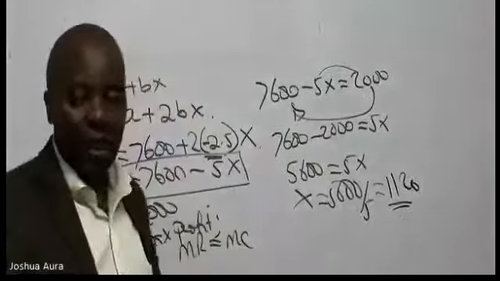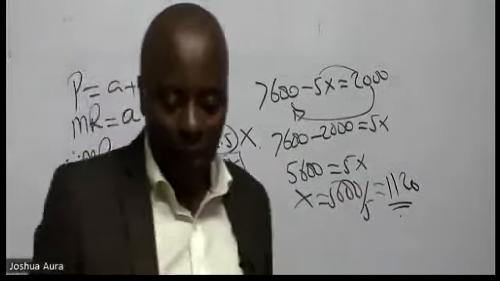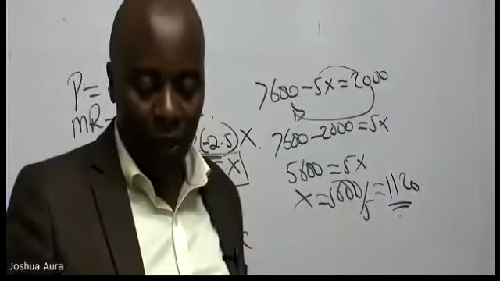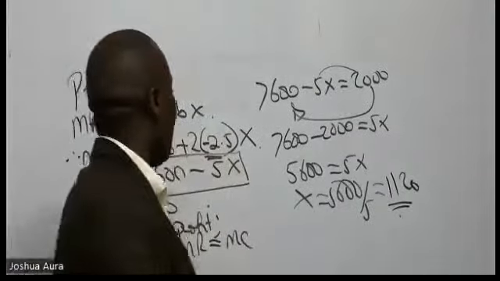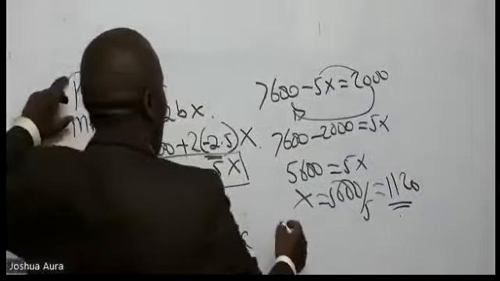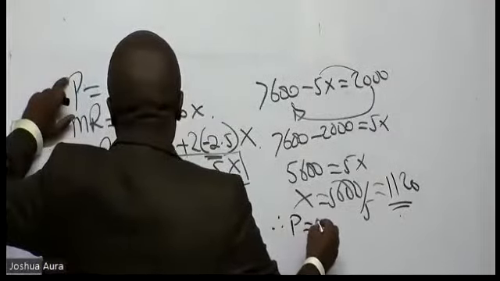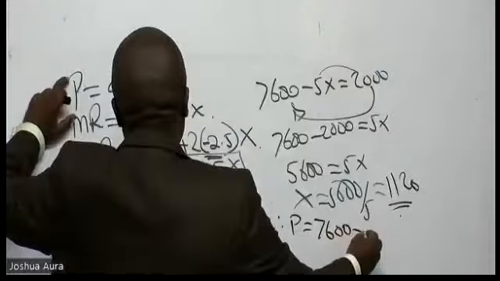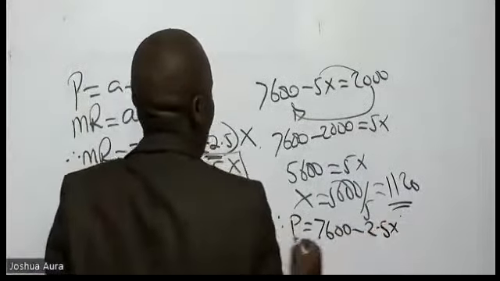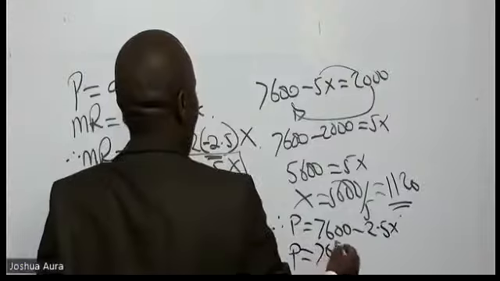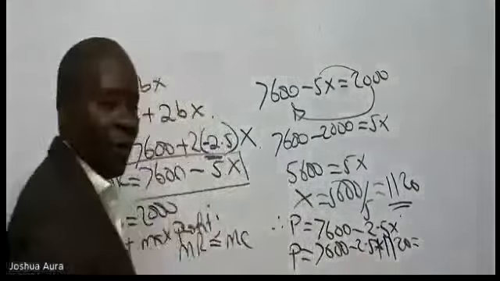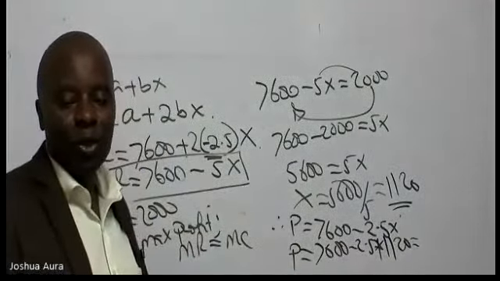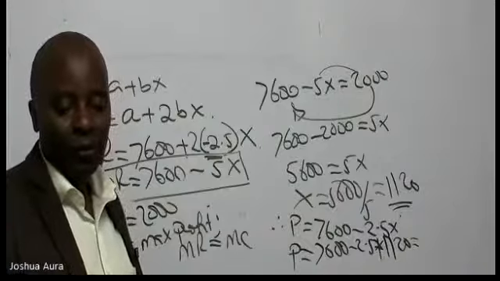Having gotten that as our X figure, please read again. They want the fees. Fees is the same as the price. So they want price, and we know the price function. Our price function was 7,600 minus 2.5X, so price is 7,600 minus 2.5 times 1,120, which gives me 4,800 as my fees.